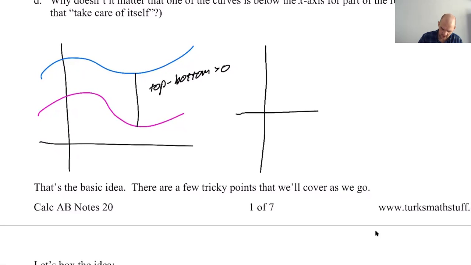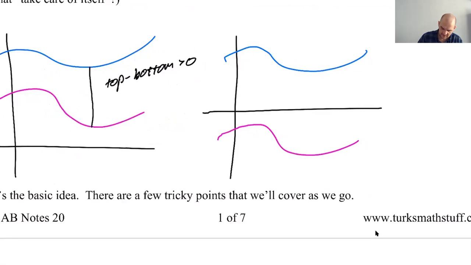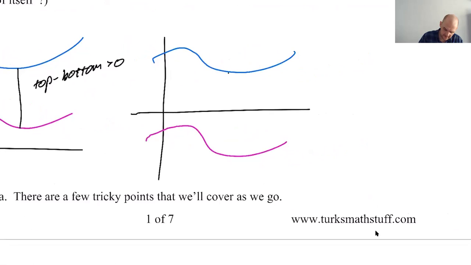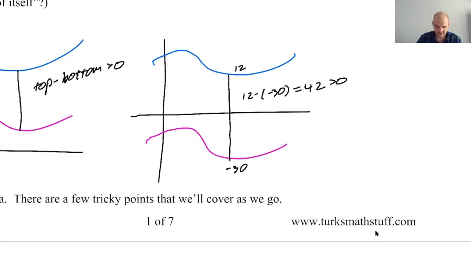But what if it gets more complicated? So if we have this and we have this, well here, just pick numbers, right? So maybe this is 12 and this is negative 30. 12 minus negative 30, top take away bottom, is still going to be, what is this, 42? Greater than 0. Top take away bottom is still greater than 0. As long as we do top take away bottom, we're going to get positives, so we're going to get the areas that we're looking for.